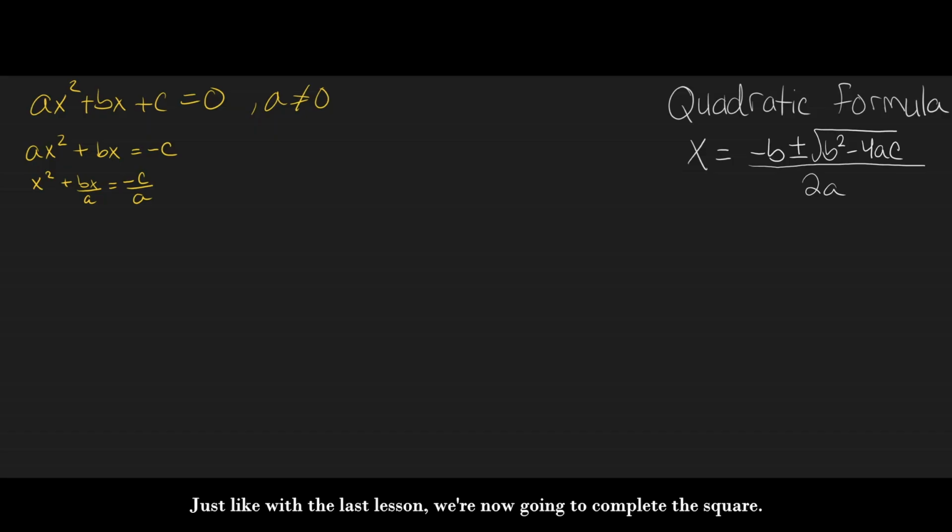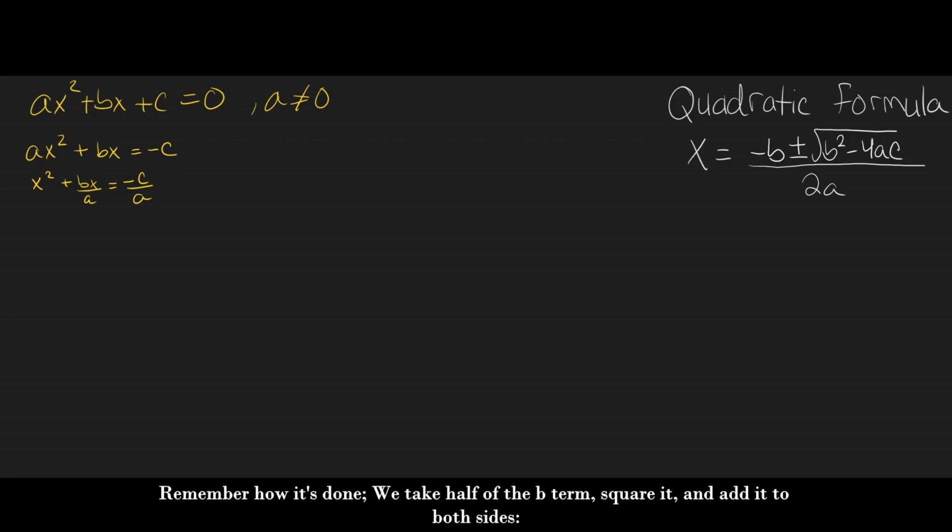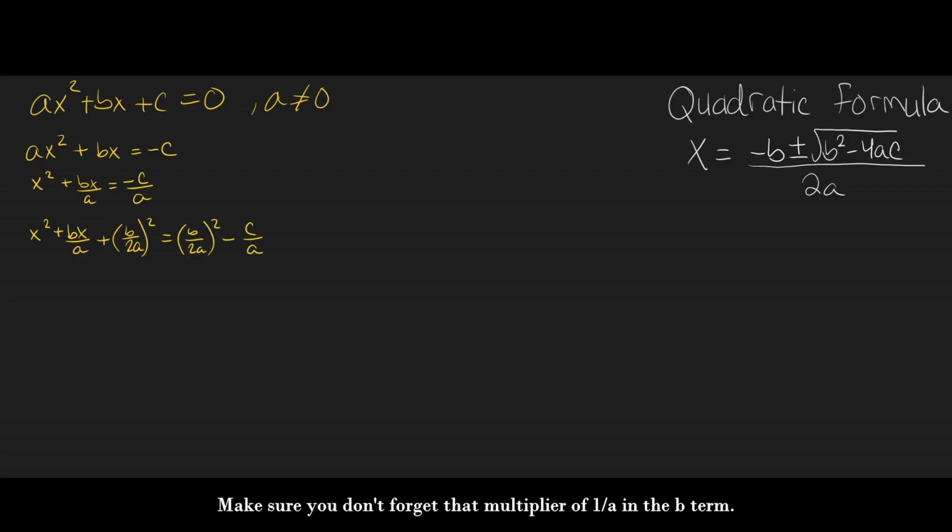Just like with the last lesson, we're now going to complete the square. Remember how it's done. We take half of the b term, square it, and add it to both sides. x squared plus bx over a plus b over 2a squared equals b over 2a squared minus c over a. Make sure you don't forget that multiplier of 1 over a in the b term.